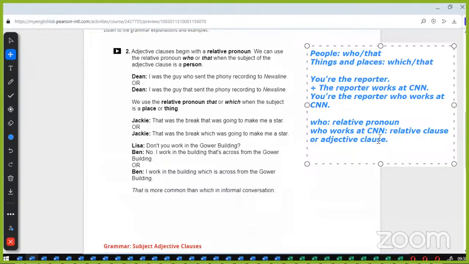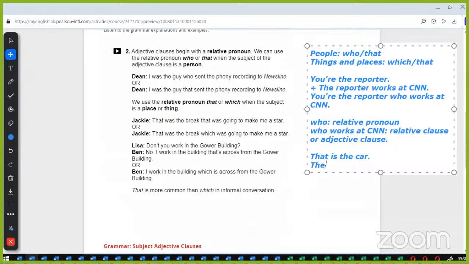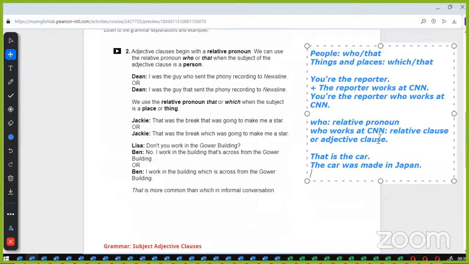That is the car. How would you combine these two? So it will be like that is the car which was made in Japan. Okay, teacher. Which was made in Japan.